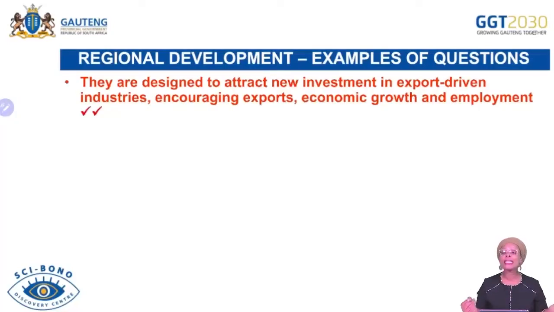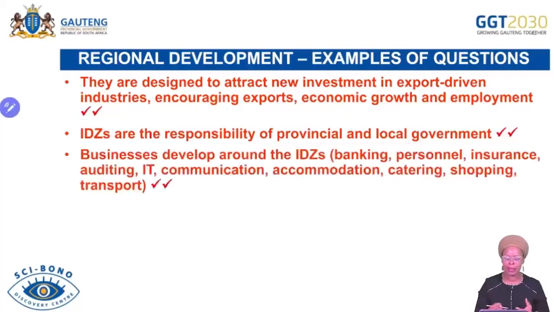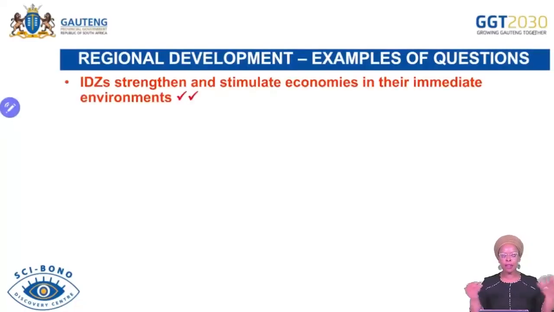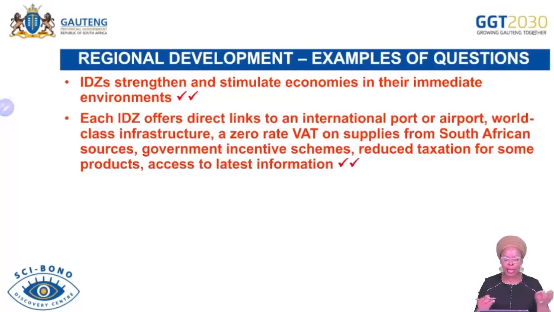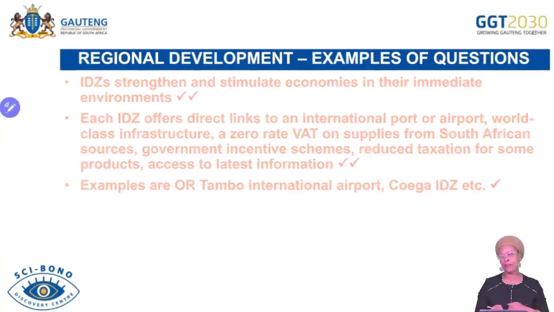They are designed to attract new investment in export-driven industries. That's 2 marks. IDZs are the responsibility of provincial and local government, 2 marks. Give us an example of an IDZ. Okay, previously we had what? We had the Coega, we have the OR Tambo, Saldanha Bay. You get 1 mark for that.